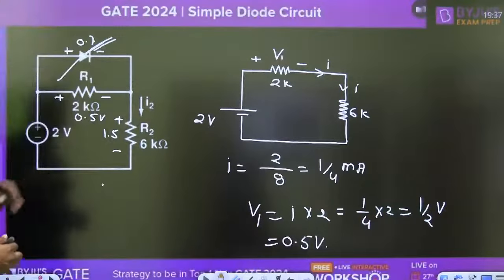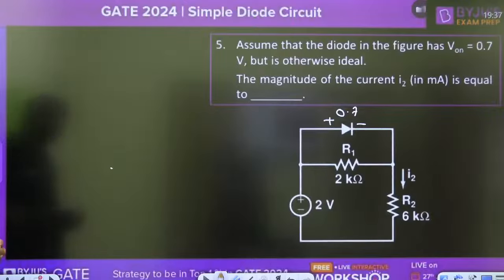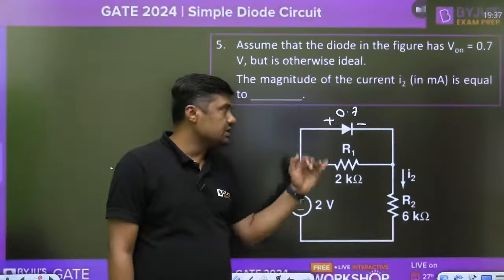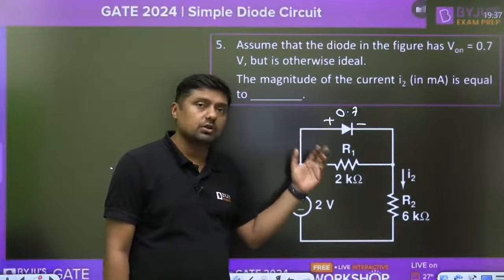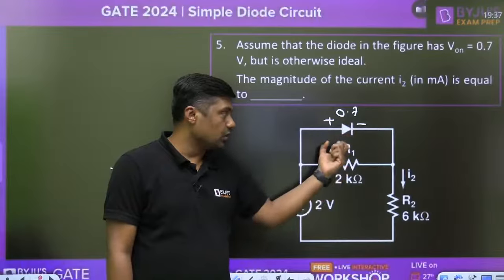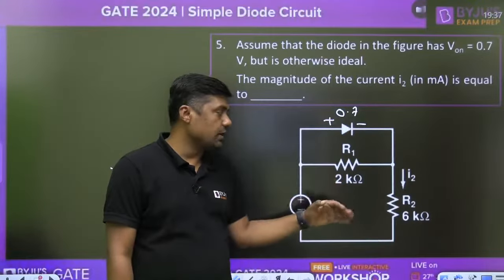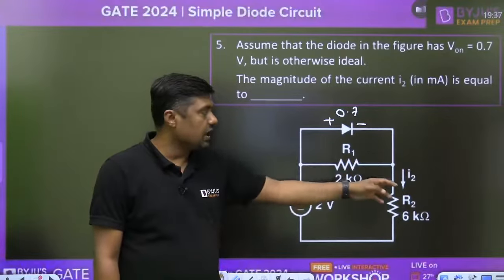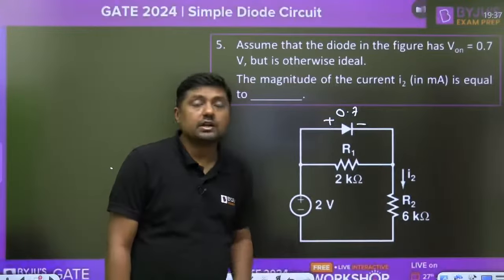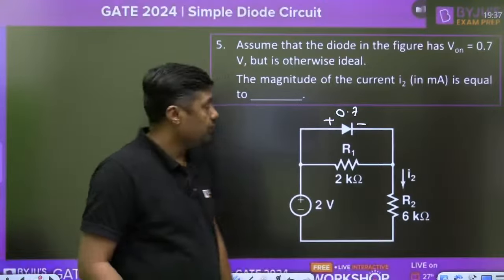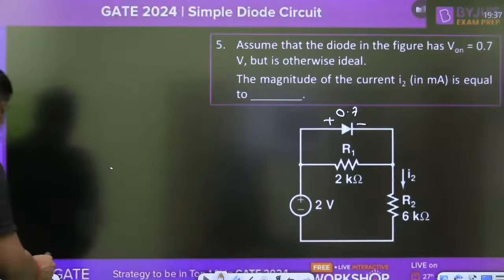That is a simple diode circuit, and how can we solve it? Always remember, in this case we can't directly consider whether the diode is forward biased or reverse biased. First assume reverse bias, then take the voltage across the diode. If it is greater than 0.7, the diode is forward biased. Otherwise, it will remain off, and I2 is 1 by 4 milliampere, that is 0.25 milliampere. Now, next question.